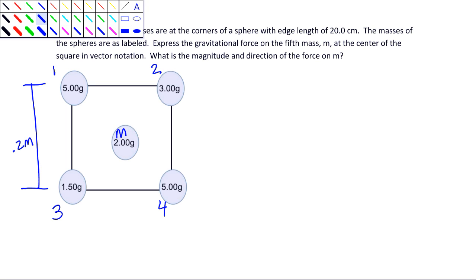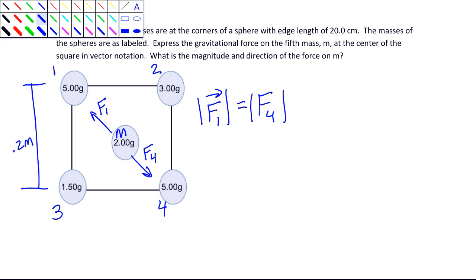So the first thing I want to recognize is that the force on this mass, which I'll call F1, is identical in magnitude to the force on this mass, F4. So F1 has the same magnitude as F4. And because of that, I can get rid of both of these, because they cancel one another out. They're equal in magnitude but opposite in direction.